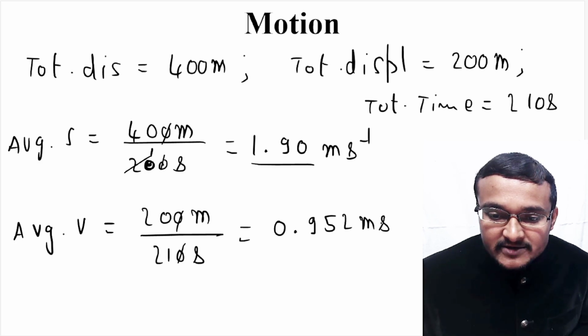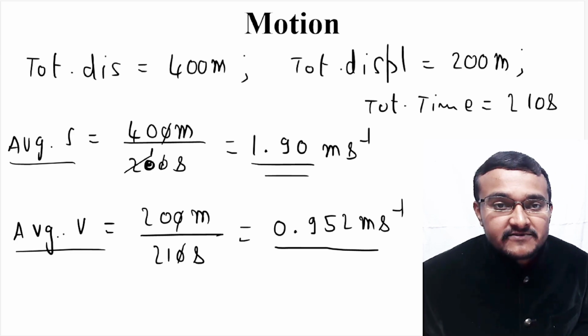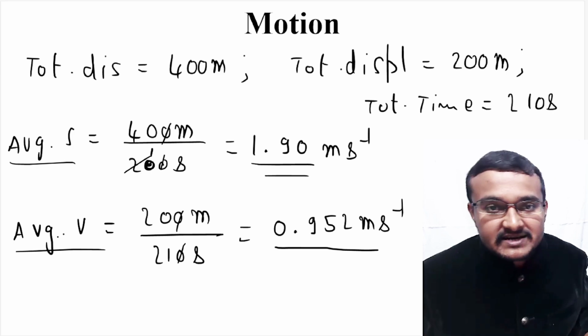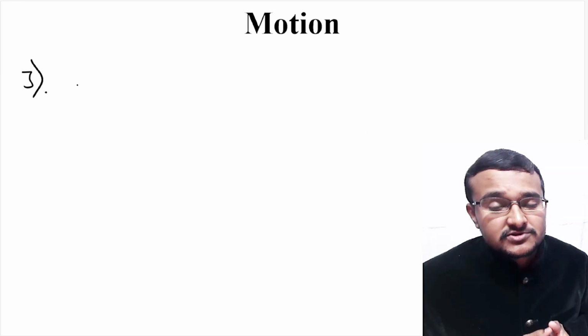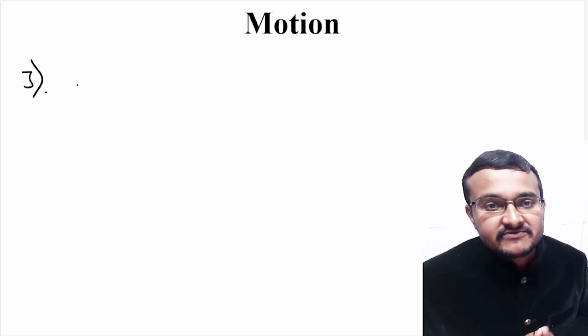0.952 meter per second. So the average speed of Joseph while traveling from A to C was 1.9 meter per second, and average velocity of Joseph in order to travel from A to C is equal to 0.952 meter per second. This is all there in this particular video. The next questions which are there in this particular exercise I will be discussing in the subsequent videos.